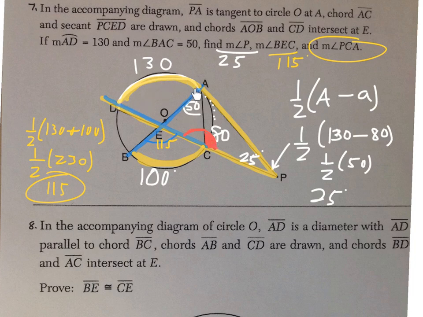So that's 130 degrees on the circle here. So the inscribed angle there will be half as much, or 65, which makes this angle here 115 degrees, since together they add up to 180 degrees.